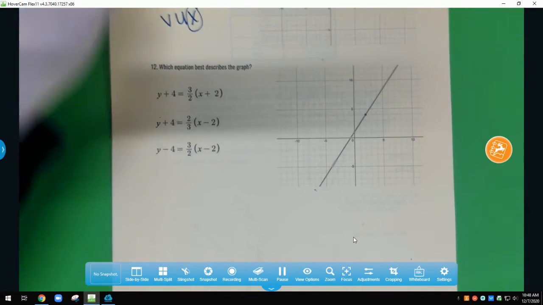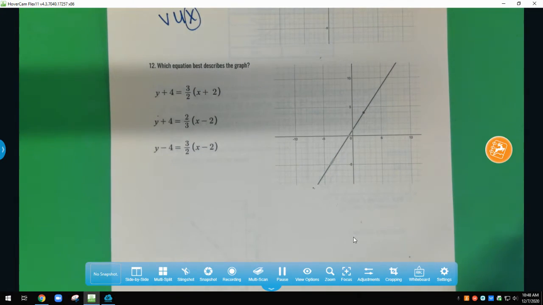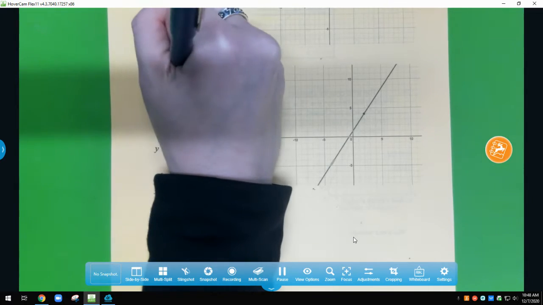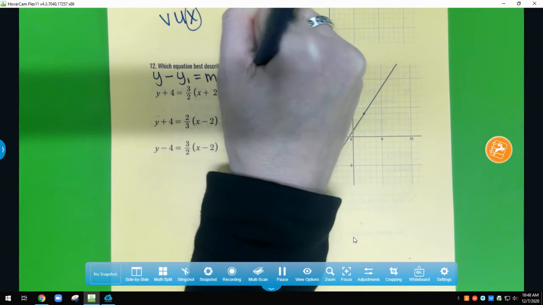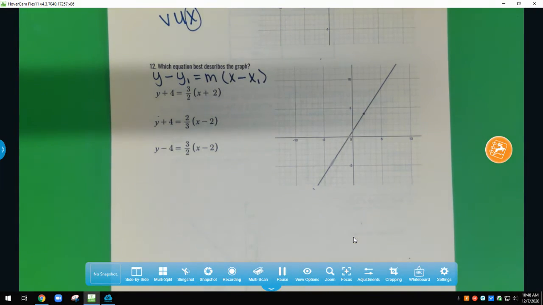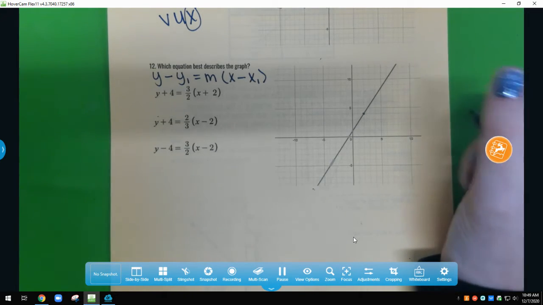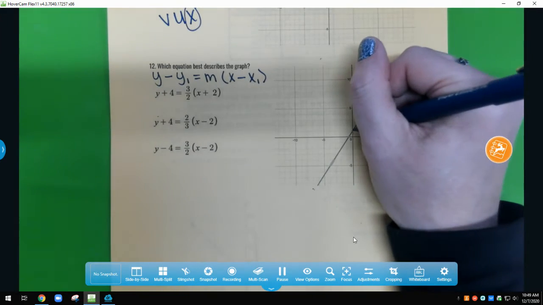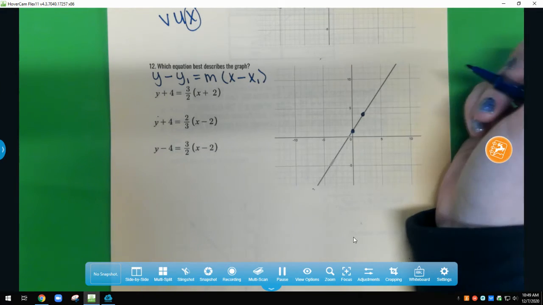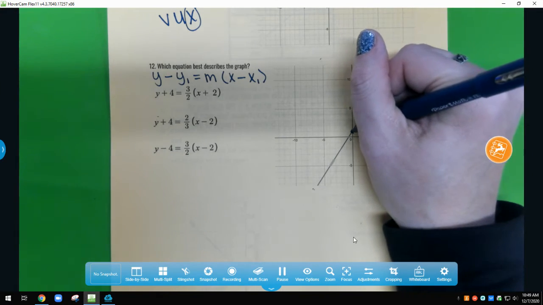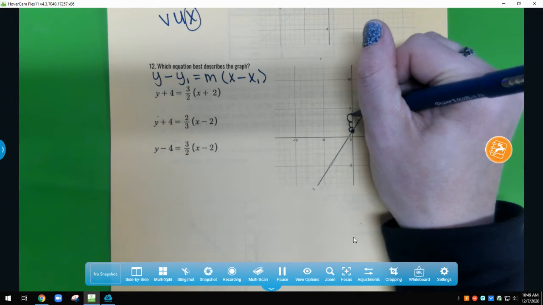Okay, number 12. Which equation best describes the graph? Remember, these are in point-slope form. Point-slope was y minus y1 equals m times x minus x1. I would go ahead and find the slope of the line to see if I can eliminate anything. So I'm going to start here and here. We're counting by ones, so I'm going up 1, 2, 3.